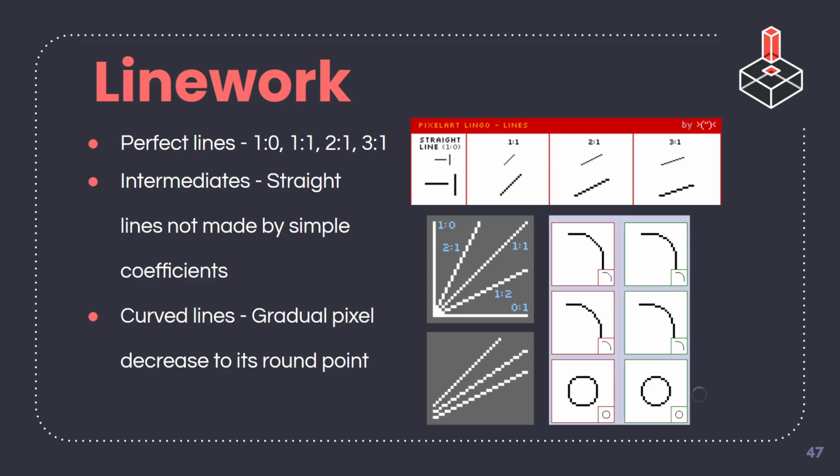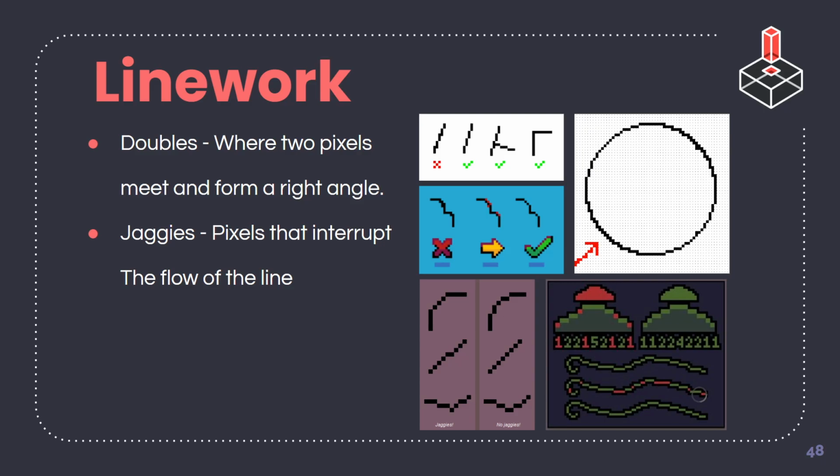You can make an angle between 45 and its half by patterning 1 up and then 2 across. We call pattern lines that aren't the simple coefficients intermediates. To make line arts clean, you need to recognize doubles.